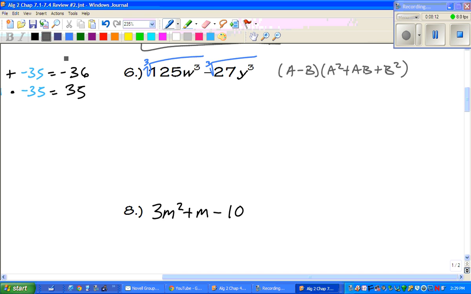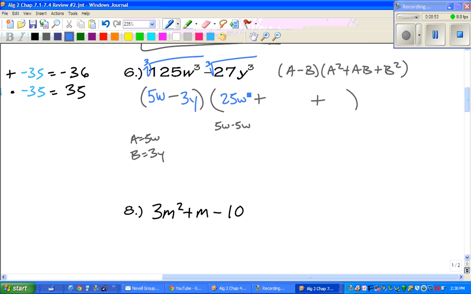Okay, so when we do this, minus plus plus. The cube root of 125 is 5w. And then the cube root of 27 is 3y. So that means that my a is 5w and the b is 3y. So when we're doing a squared, that's 5w times 5w. Well, that's 25w squared.